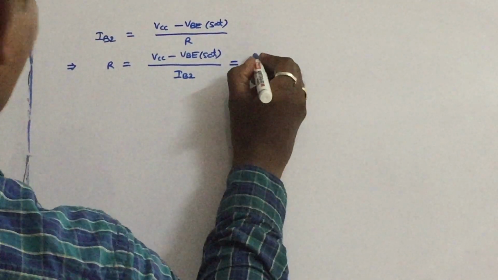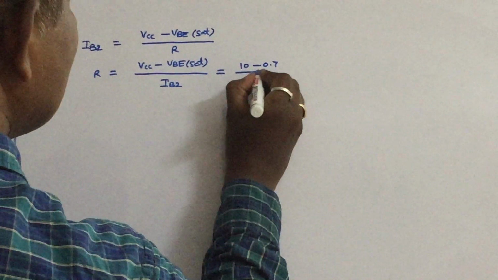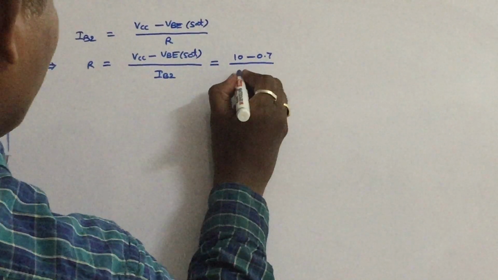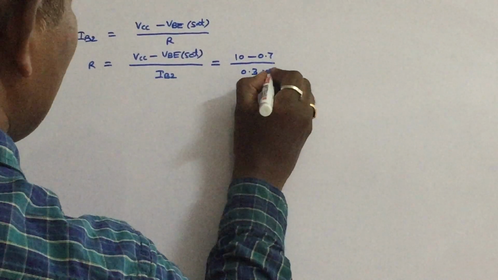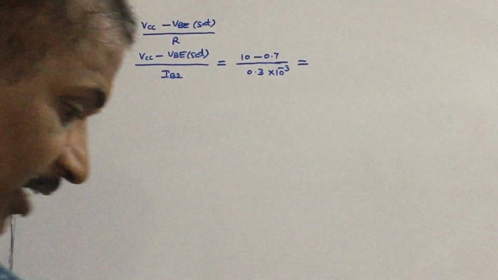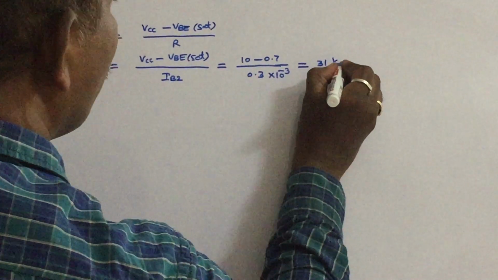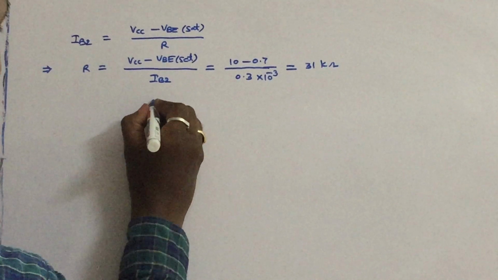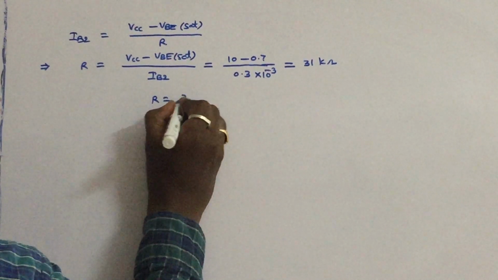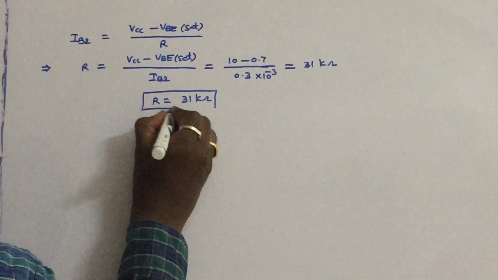What is VCC given in the problem? 10 volts. VBE saturation we have assumed generally 0.7 volts. What is IB2? We get 0.3 milliamperes. So from which the resistor value will come out as 31 kilo ohms. So what is the resistor value? The resistor value comes out as 31 kilo ohms.